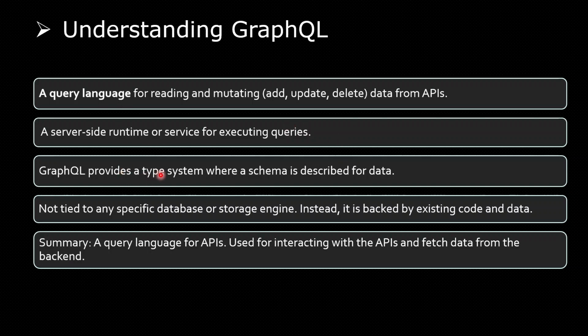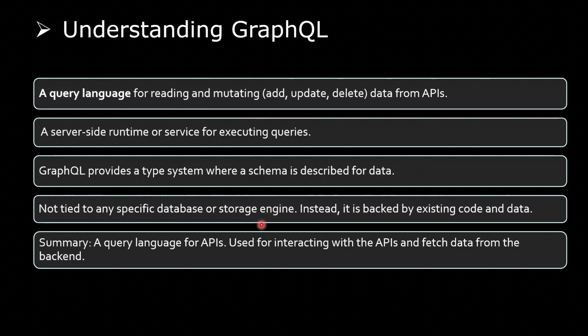GraphQL provides a type system where a schema is described. So in SQL, what is the structure of the data? The structure of the data is cells, rows, columns, and tables. This is the structure of the data. Here in GraphQL, the structure of the data is called a schema, and it has a type system. So how does that work? What is the structure? The structure is called a schema here. We'll understand this more in the practical part.